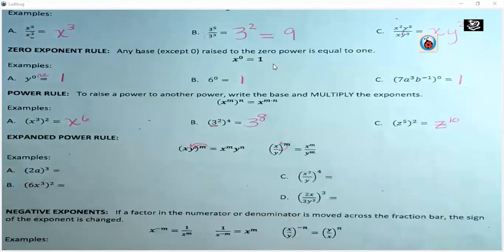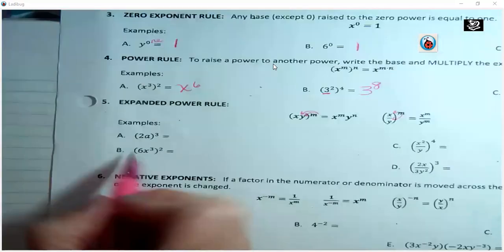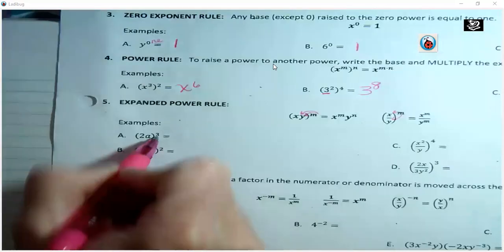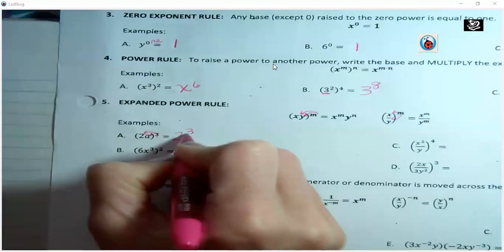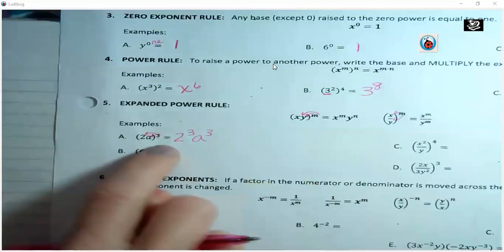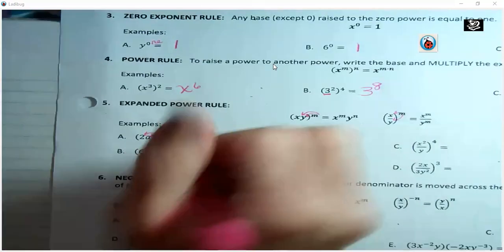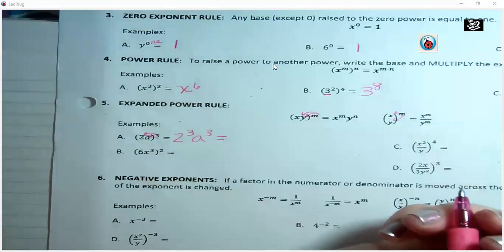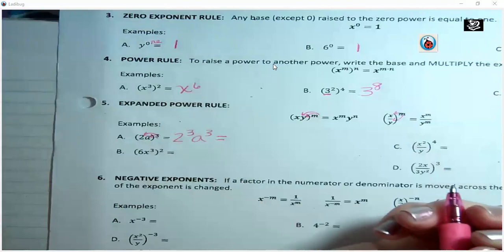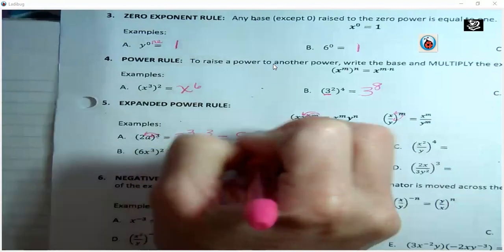So let's do some examples. So here you have a 3 on the outside. It goes to both of them. So it's 2 to the 3rd, a to the 3rd. What is 2 to the 3rd? Eight. So you get 8, a to the 3rd.